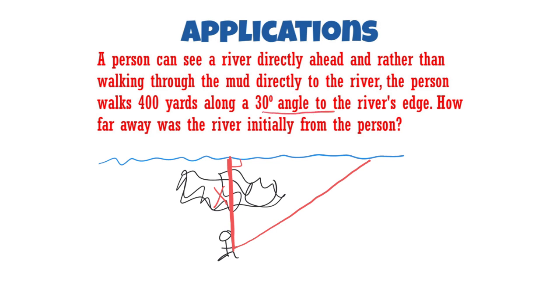Okay, the trick here is that is a 30-degree angle to the river's edge. That makes this the 30 right here. And he walked 400 yards right here. All right, so here's my x over here, hidden in the mud. Okay, there's my x. If I know this is a 30, I'm looking for the opposite, and I have the hypotenuse. I'm looking for opposite. That would be sine. Sine of 30 is equal to opposite over hypotenuse.